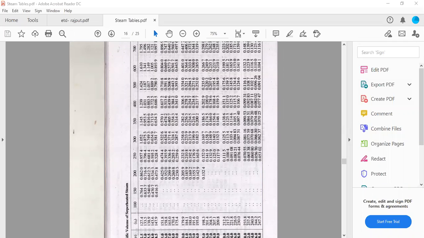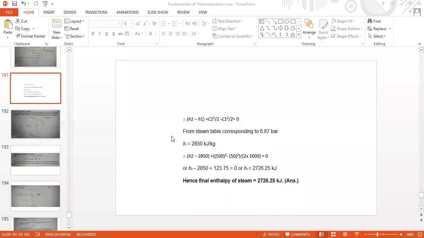Sir, the steam table is seen, sir. Steam table is visible? Not a problem, sir. Okay, okay, then okay. Now is it visible? Yes, sir. Now it is visible, sir.